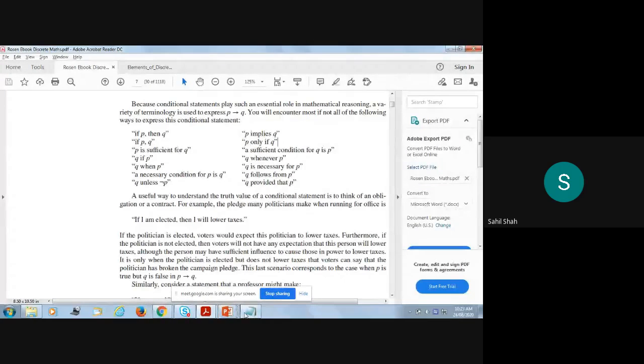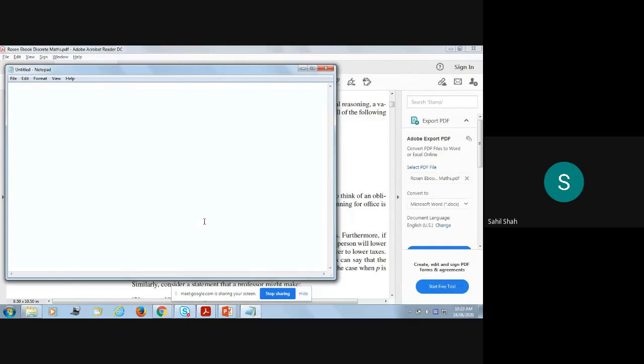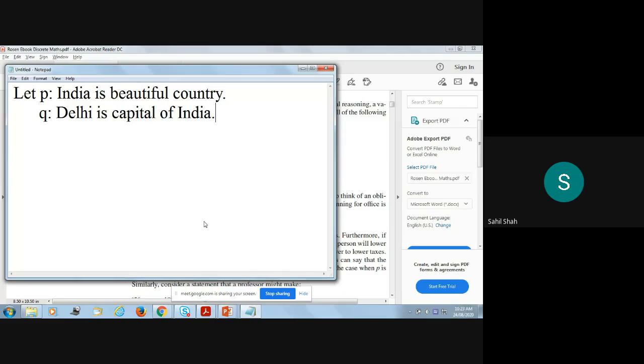Now, let me take a simple example. Let P denote a sentence, let us say, India is beautiful, and Q denote a sentence. Let us say, Delhi is capital of India. In case my voice is not clear, do let me know in the chat window, if something is not clear.